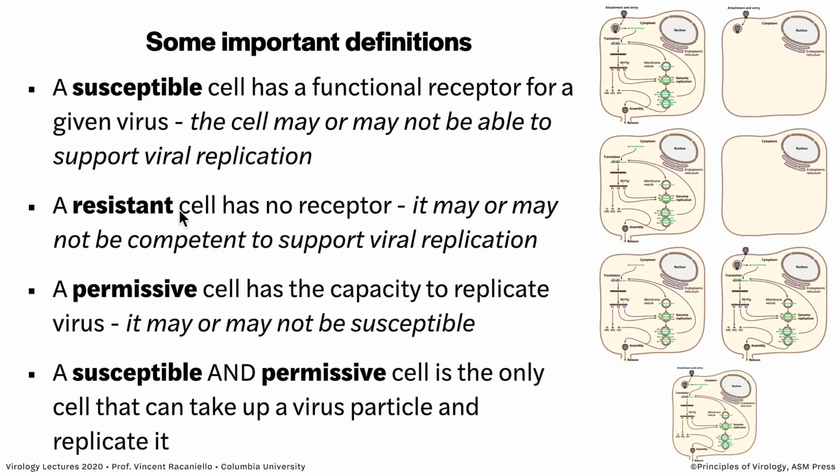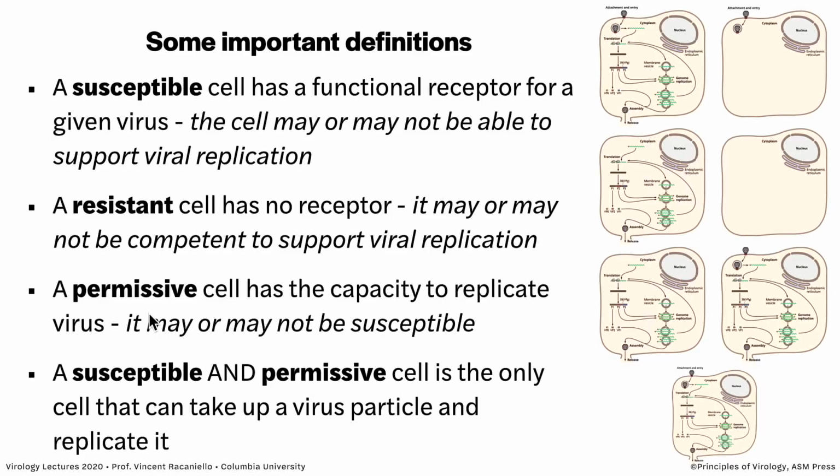A resistant cell has no receptor. And here are some resistant cells. The receptor is not on the surface. It's very small here, but there's a little colored box there under the virus. There's no receptor on the second two cells. Doesn't matter if these are able to support replication or not, the virus could never get in.